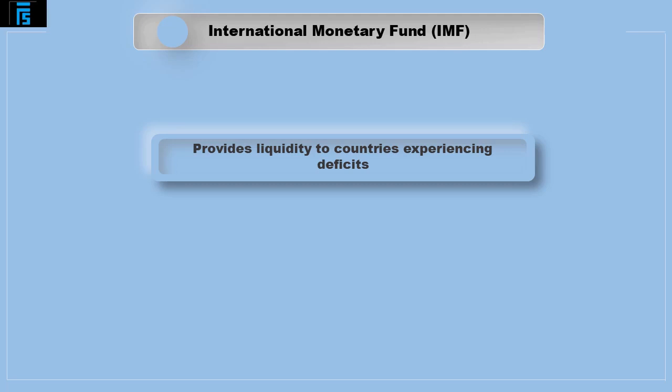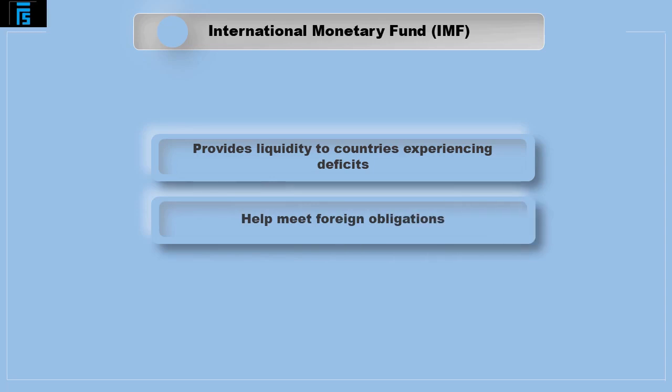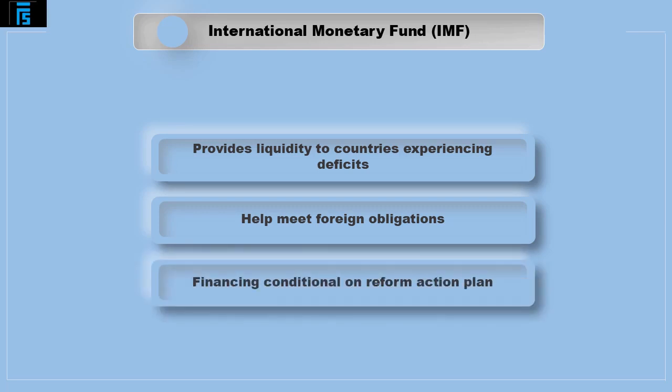Accordingly, contrary to the World Bank, the IMF provides its help not only to underdeveloped economies, but to those which are not in the position to service their foreign obligations. The disbursement of IMF financing is conditional on the beneficiary's government adopting a reform action plan. Once again, the financing is granted on market conditions.